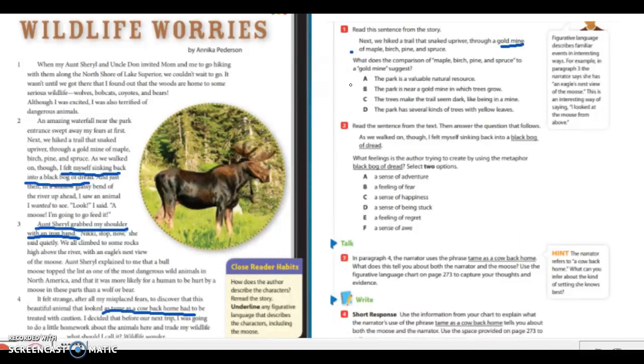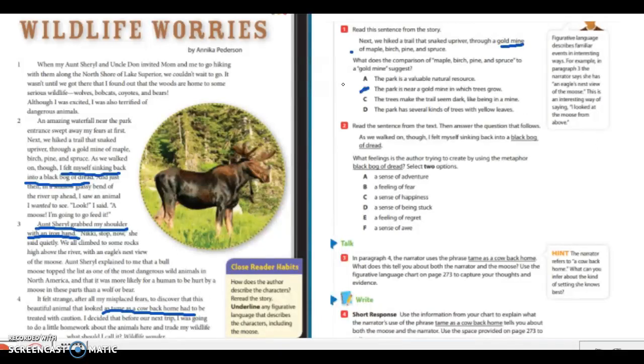Using our context clues, it's comparing those things in the forest to the gold mine. And we know that this is all about figurative language. So when it says B, the park is near a gold mine, that is incorrect because that would not be figurative language. And then C, the trees make a trail that seems dark, like the beginning of a mine. I see the word like there, and it makes me think of comparison.